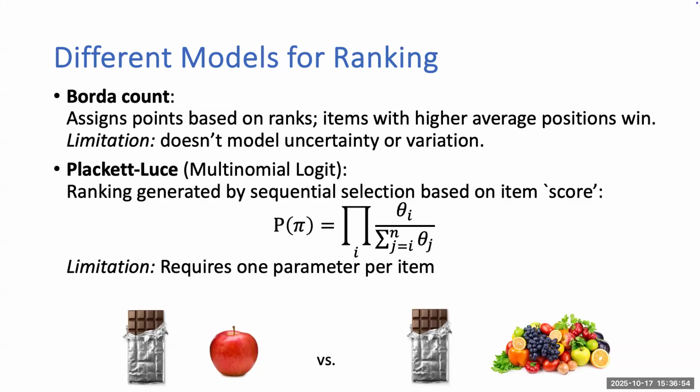These are some models, though of course there are many more. What's theta i again? And what does j greater than i mean? Because you rank j after i.